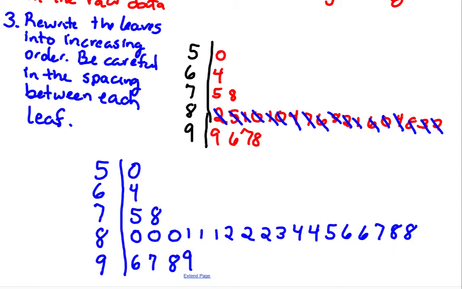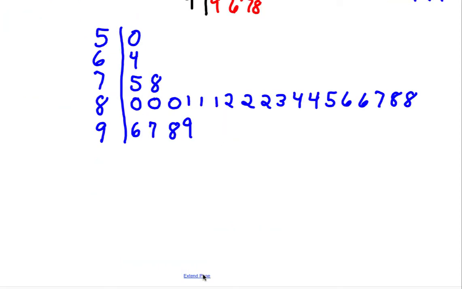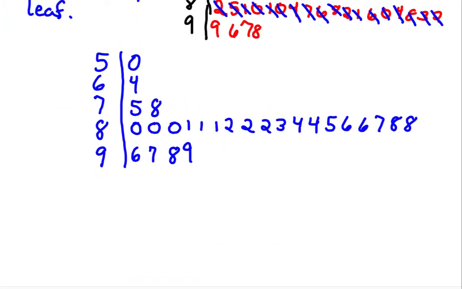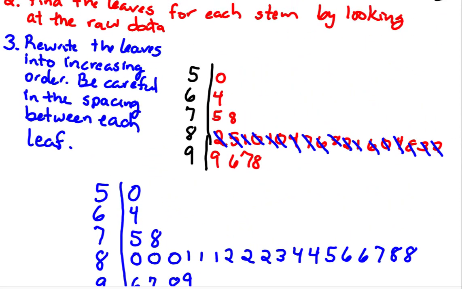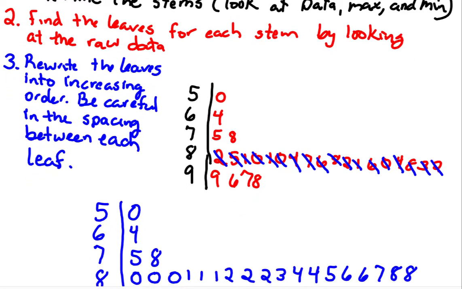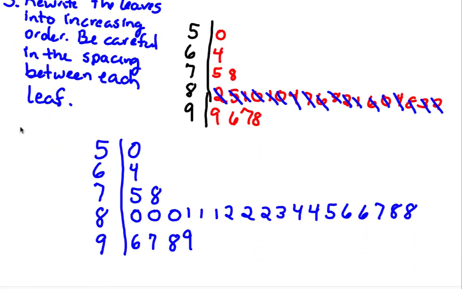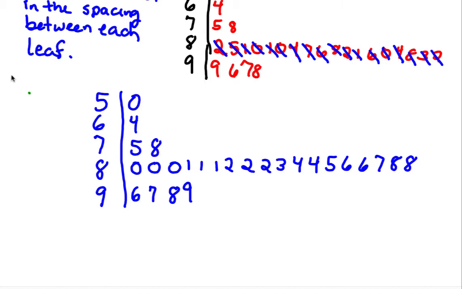Now all that's left is our last step after we have our stems and our leaves in increasing order. The last thing we need to do is identify the title of our stem plot, and then we also need to come up with the key. So write a title and a key to your stem plot, and then you will be done with your first stem plot.